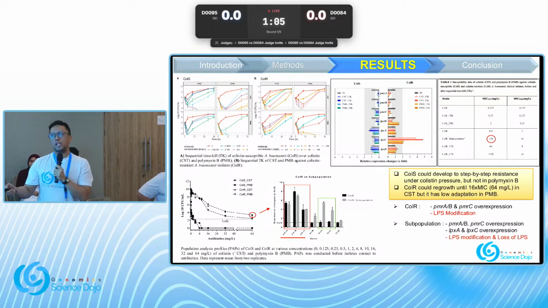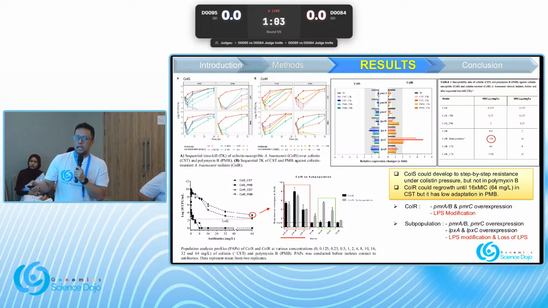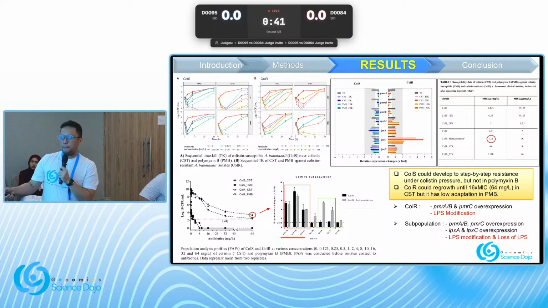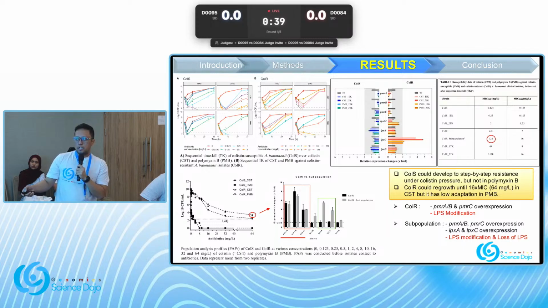And we found there is an overexpression of the LPXC gene in this strain, and then we want to prove if there is a heteroresistance in this strain because there is a reference about that, and we found there is a subpopulation hiding in this strain, and we found that this subpopulation exists before this strain contact with antibiotic, and this subpopulation has an overexpression in PMRBC and LPXC, showing the LPS modification and loss of LPS, showing the high level of resistance compared to the other strain. Next.